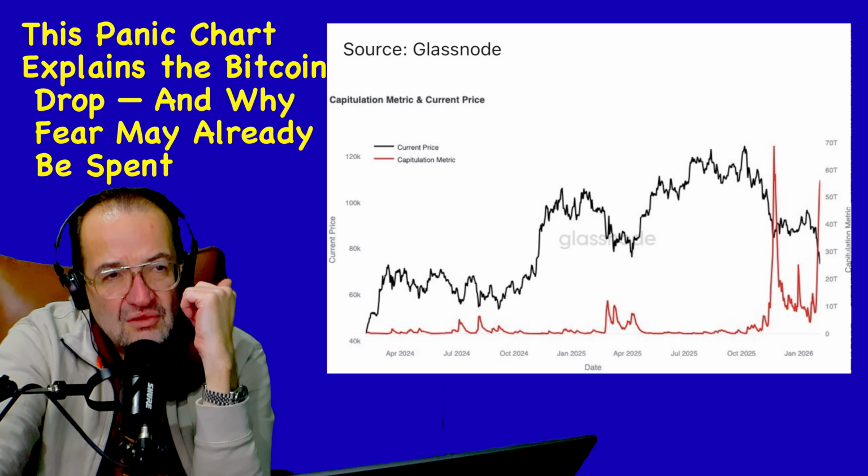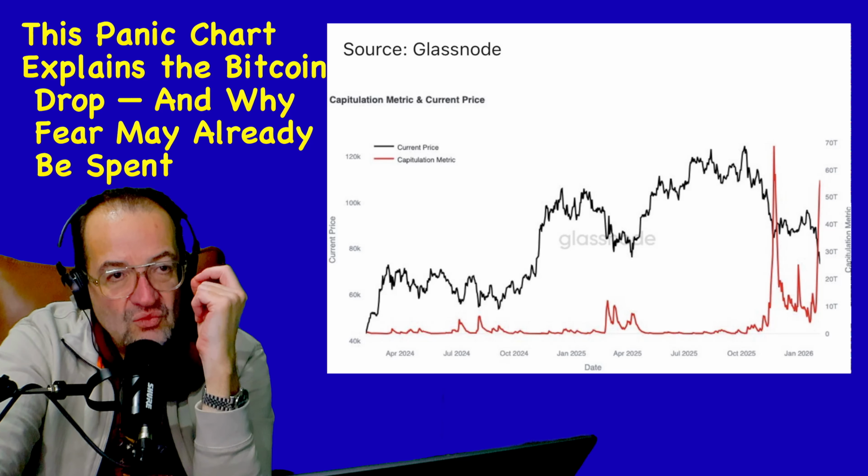This chart tells us where fear is happening, where panic is happening, and what usually comes next. So this comes from Glassnode, and it shows Bitcoin's price in black and something called the capitulation metric in red. At the end of this video, you'll understand what capitulation actually means, why the red spikes matter more than the price itself, and why the recent price drop may be emotional, not structural.